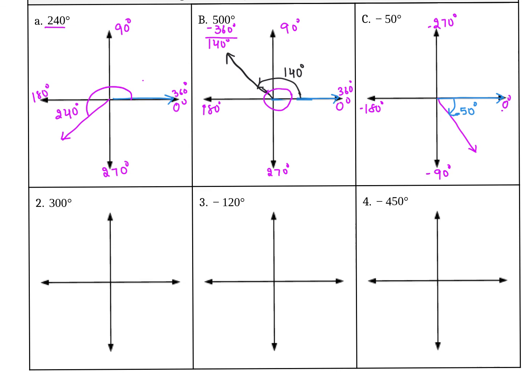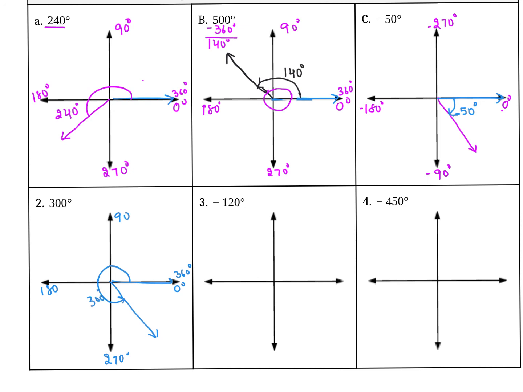For number 2, start from the initial side, 0 degrees. This is 90, this is 180, this is 270, and this is 360, back to the original side. 300 is between 270 and 360, so 300 is this angle, starting from 0, 90, 180, 270, and 300.